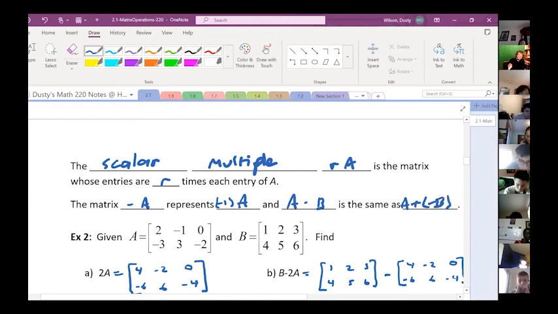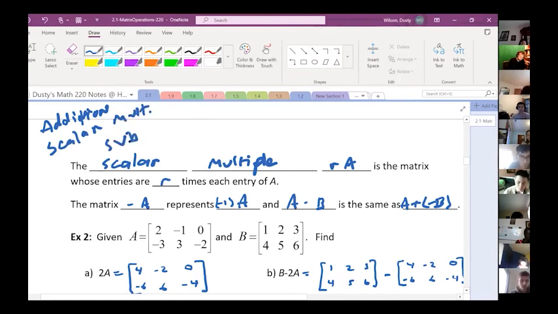Okay. So the point of all this is that addition, scalar multiplication, subtraction, all these things happen the way you would expect them to.